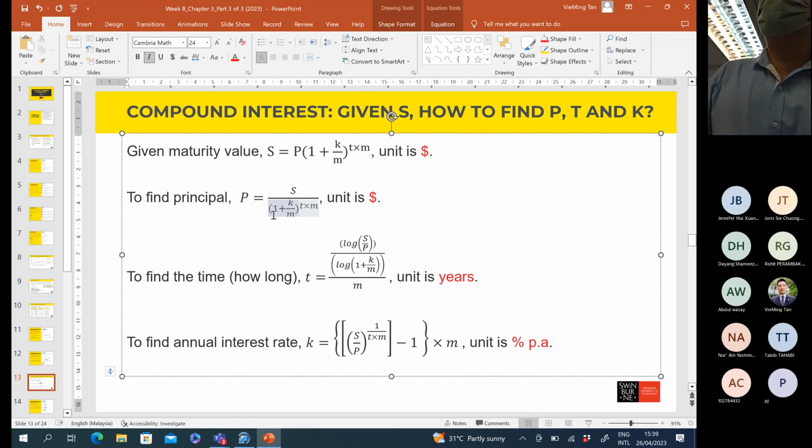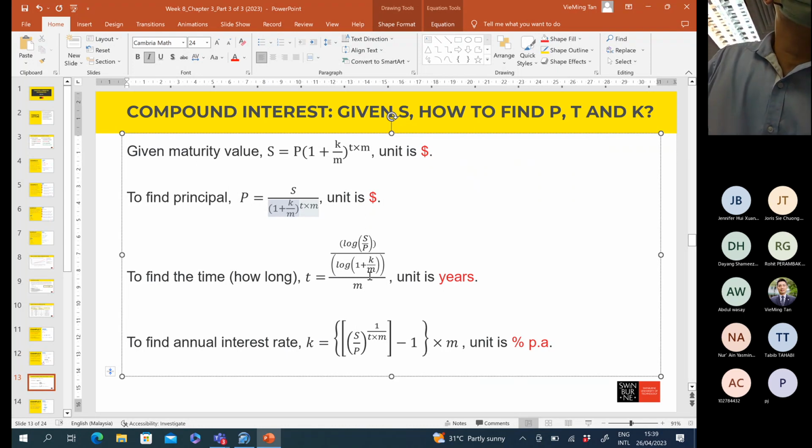Then how about T? If you transpose the formula, you may find that T is equal to log S over P divided by log 1 plus K over M, then divided by M. It looks very long, but I'm going to show you later on how to get the answer. The final answer for T is always in years unit.